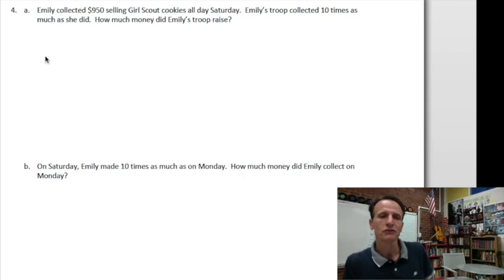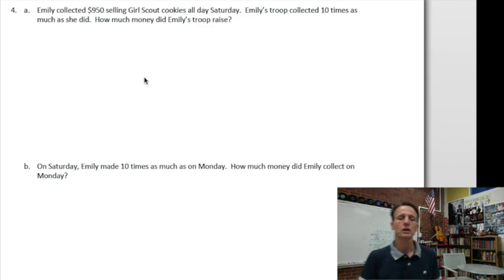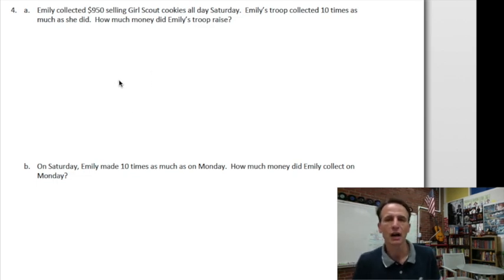So let's read it. 4A tells us that Emily collected $950 selling Girl Scout cookies all day Saturday. Emily's troop collected 10 times as much as she did. So the question is, how much money did Emily's troop raise? Okay, so many ways we could do this. I think I'm going to prefer to go the simplest way, and rather than drawing out an elaborate place value chart and doing it that way, to just think logically and work with numbers and words here.